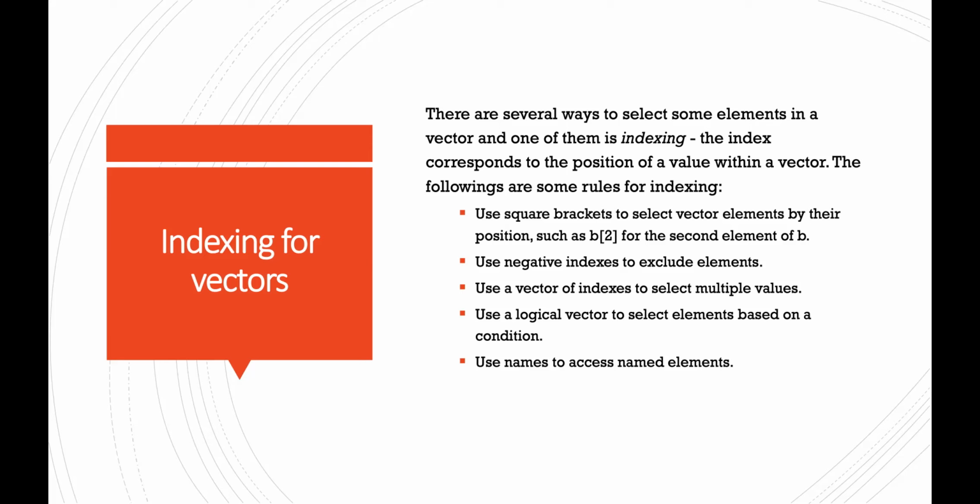And here are the rules. Please use square brackets to select vector elements by their position. We can use a negative index to exclude elements, it's literally a negative sign. We can use a vector of indexes if you want to select more than one value. We can also use a logical vector to select elements based on a condition. And there's one more way: we can use names to access the elements. Here are the main rules to index your vectors.